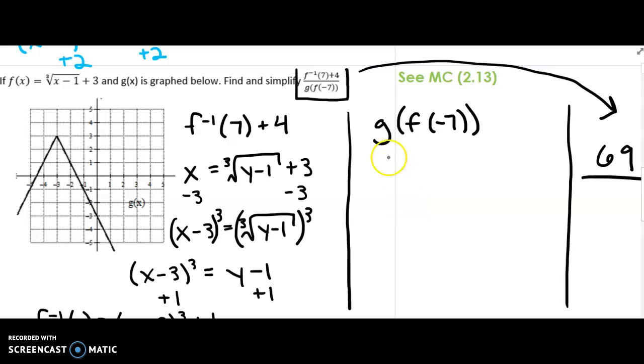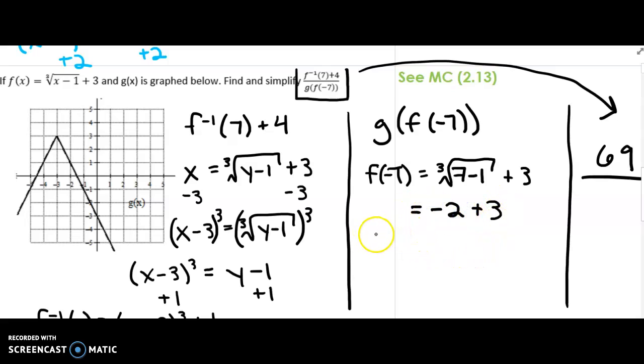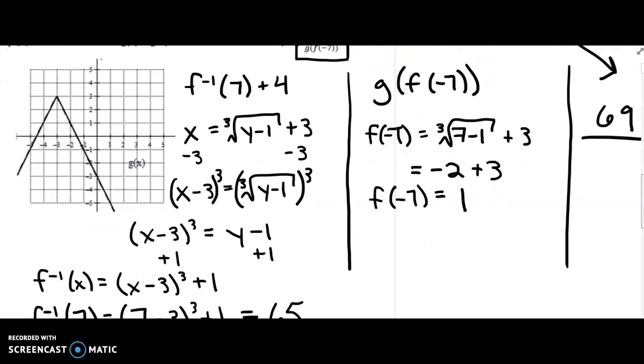We're going to start with our inner function, which is f of negative 7. So f of negative 7 is equal to the cubed root of 7 minus 1 plus 3. Oops, negative 7, sorry. Negative 7 minus 1, that's negative 8. The cubed root of negative 8 is negative 2. And then we add 3, and so f of negative 7 is positive 1. Once I have positive 1, I'm using that as my input for my outer function, so I'm plugging that into g, so g of 1.